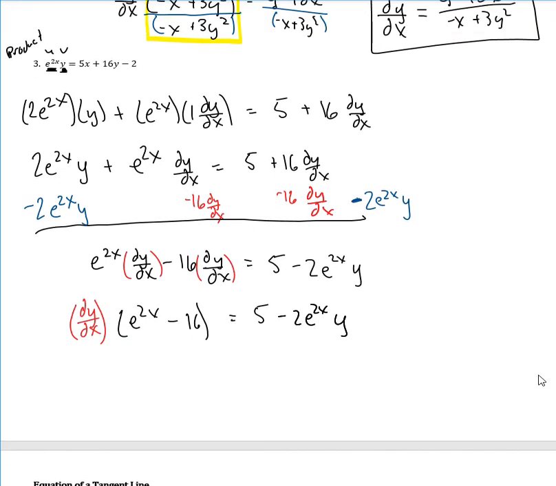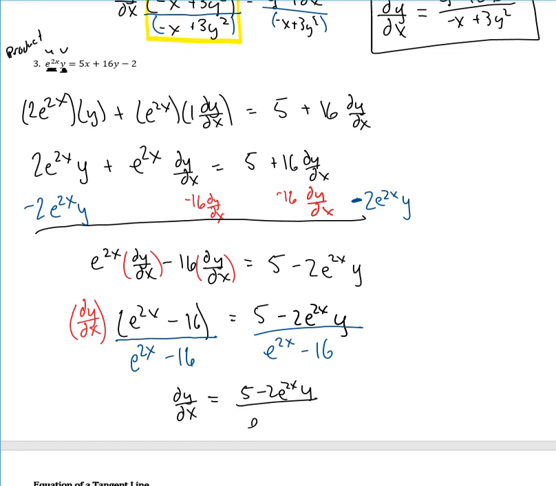At this point, I would now divide this expression on over. And when we divide the whole thing, e to the 2x minus 16, just like that. And then pretty much what you see on the right side is the answer, but make sure it's formal. The dy dx we want to show, dy dx is equal to that right side there, the 5 minus 2e to the 2xy over e to the 2x minus 16. Like that. So that's how we can break down these implicit differentiation.